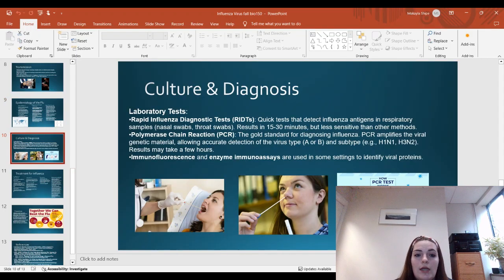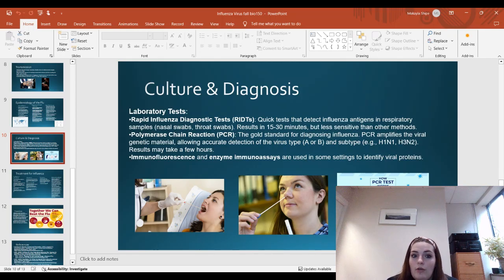Moving on to culture and diagnosis, there are laboratory tests that are done when you go into the doctor with flu-like symptoms. The first one that is most of the time done is the Rapid Influenza Diagnostic Test, also known as RIDT, which is a quick test that detects influenza antigens in respiratory samples, such as nasal swabs or throat swabs. You get these results in 15 to 30 minutes, but it is less sensitive than the other methods. Polymerase chain reaction, which is a PCR test, is the gold standard for diagnosing influenza.